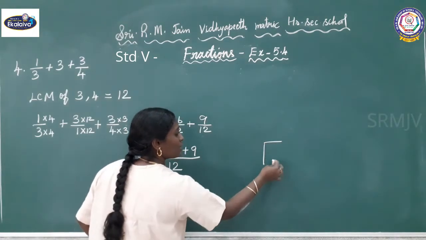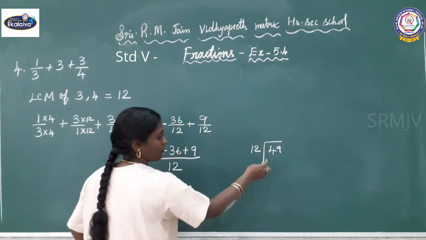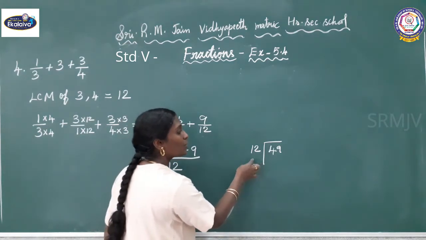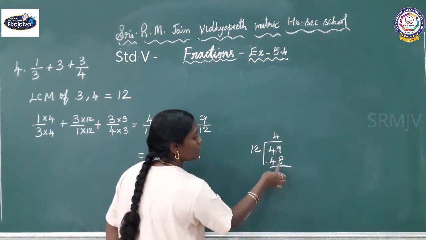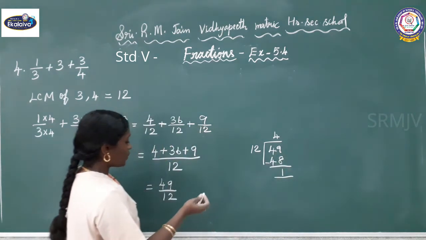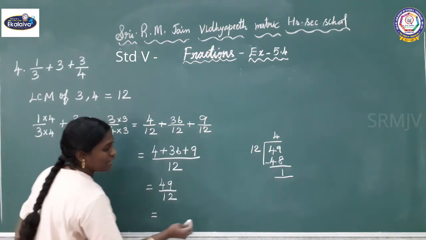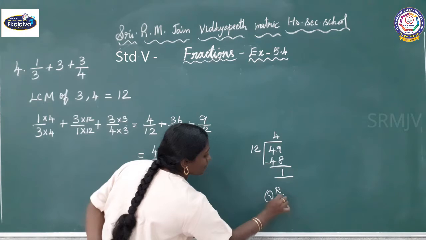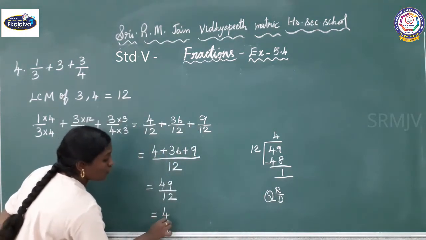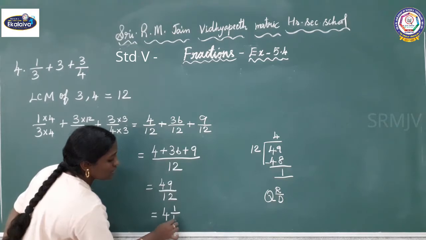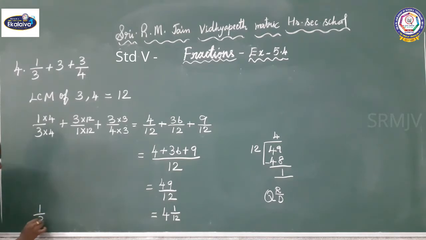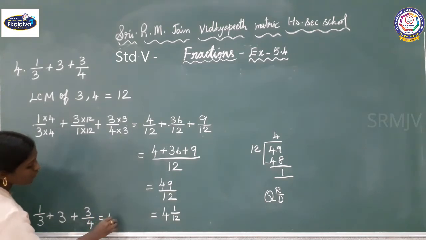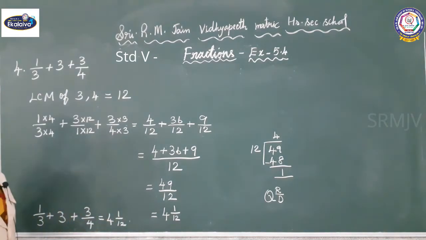So we have to divide the numerator 49 by 12. In 49, how many 12s are there? 12 4s are 48. Now we have to subtract: 49 minus 48, 1. Now we have to write in the form of quotient, remainder by divisor. So quotient is 4, remainder is 1, divisor is 12. So 4 1 by 12 is the answer. So 1 by 3 plus 3 plus 3 by 4 is equal to 4 1 by 12. Is it clear, children?